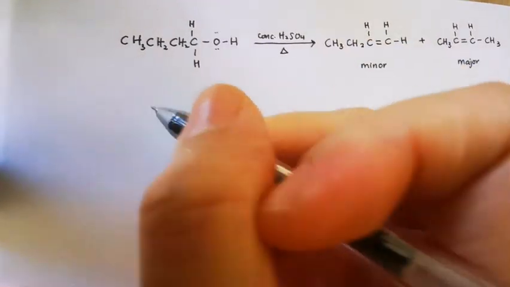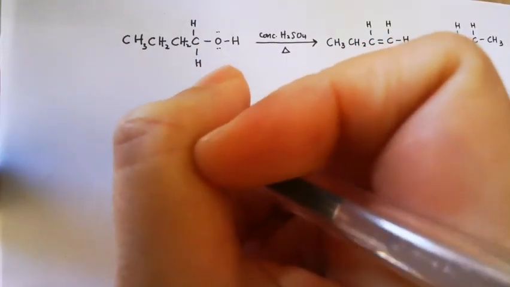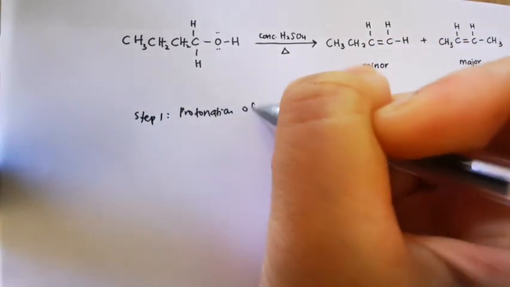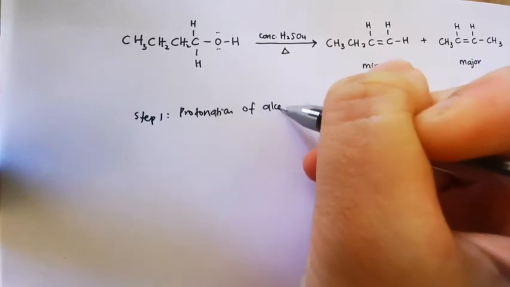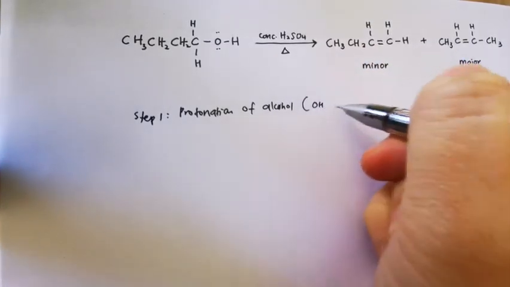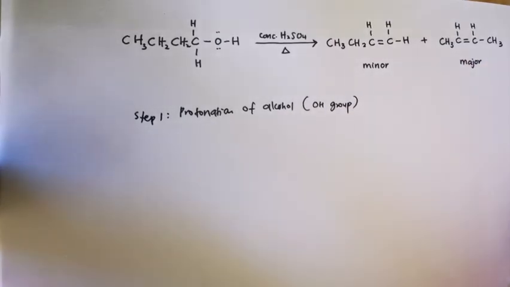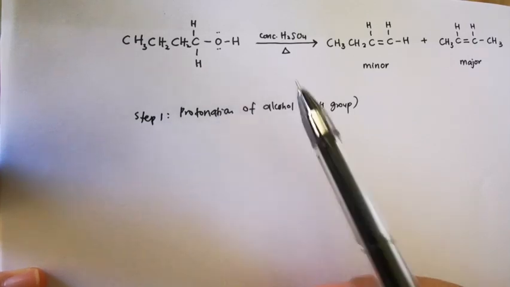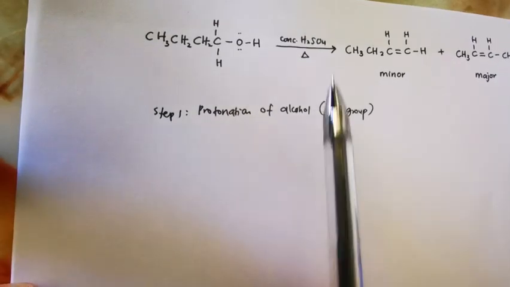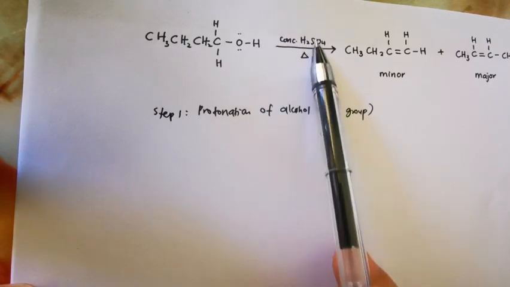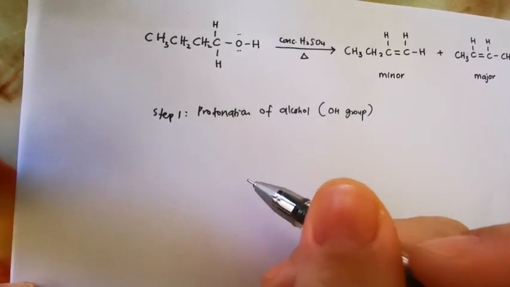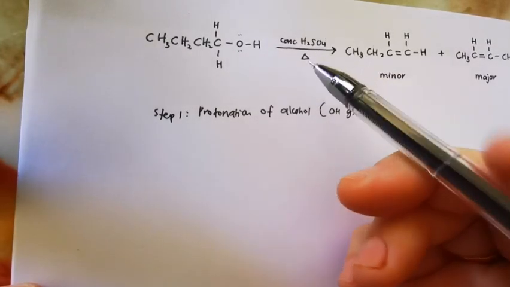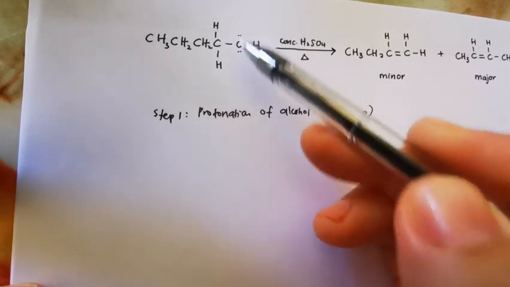Okay. First step, named as protonation of alcohol, or the OH group. Protonation means adding proton. Proton here is referring to the hydrogen. Okay, where does the hydrogen come from? Look at the reagent here. We use the concentrated H2SO4. So in the first step, the H2SO4 will be involved to make the protonation of the OH group in the alcohol.